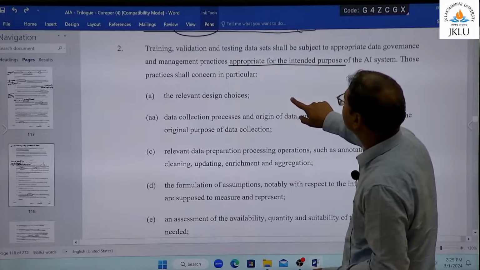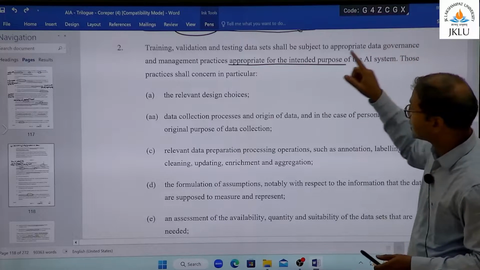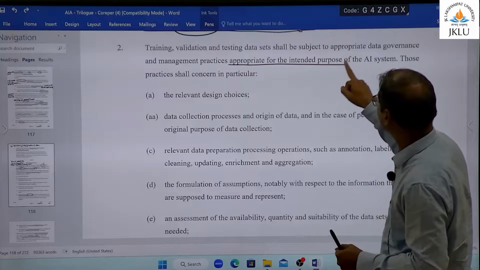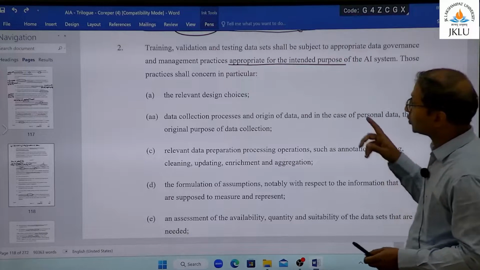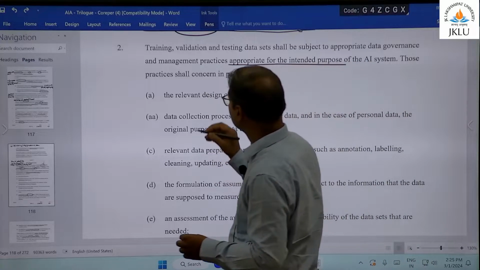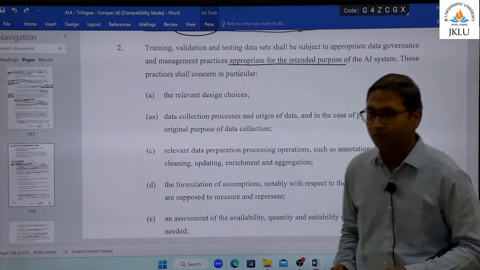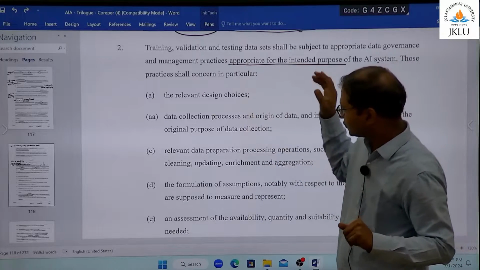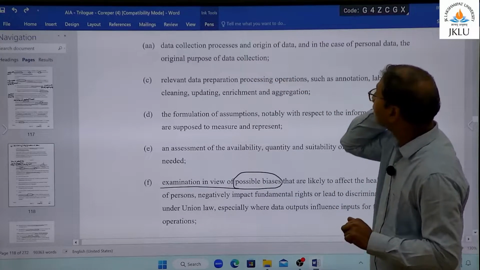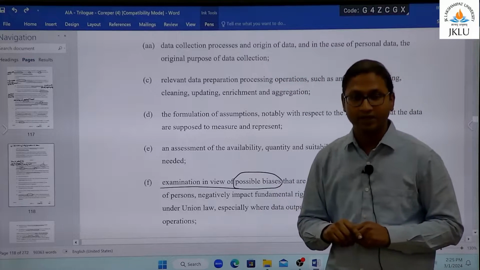So training, validation and testing data sets shall be subject to appropriate data governance and management practices appropriate for the intended purpose of the AI system. Those practices shall concern in particular relevant design choices. Okay? Whatever the design choices for the system, data collection process and origin of data, and in case of personal data, the original purpose of data collection.